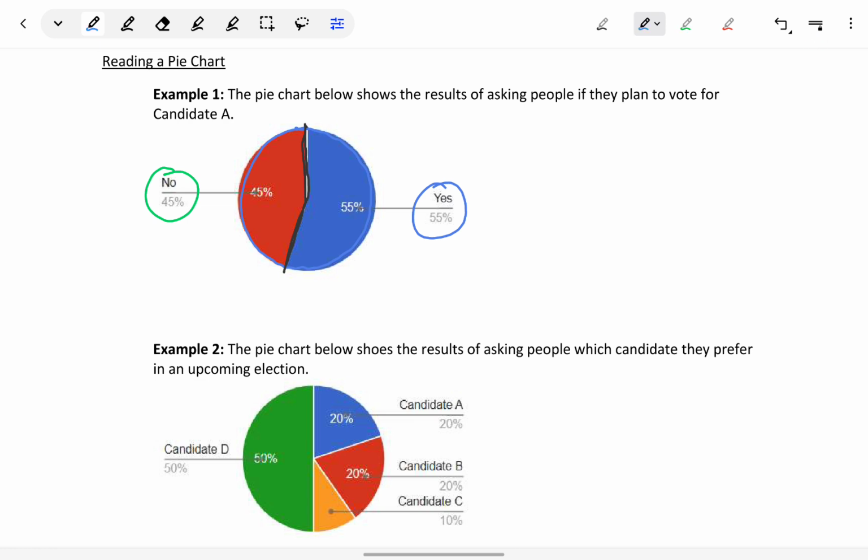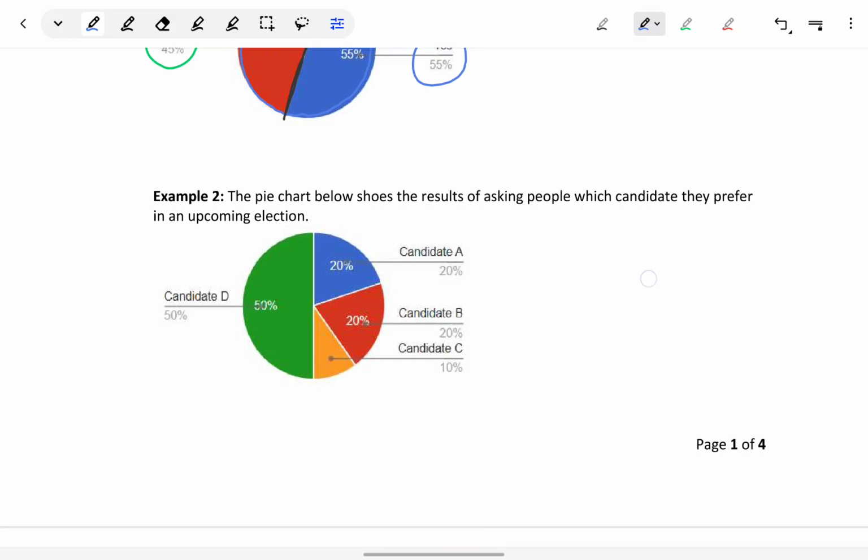Colors or shading are often used to help distinguish the different pieces of the pie, and pie charts are often used because they're fairly easy to access. You don't really need to know a lot about math or data to look at these and understand these. They're relatively simple pictures.